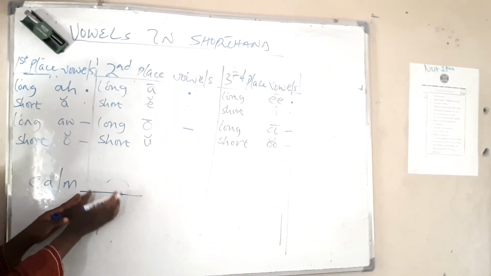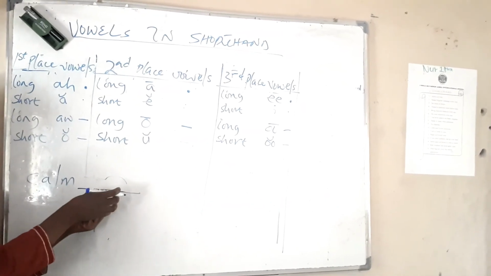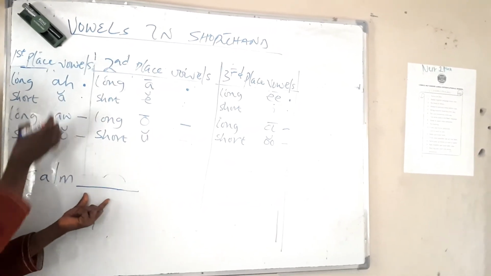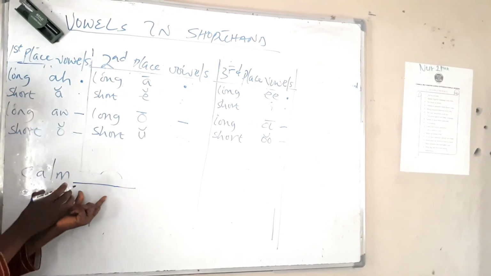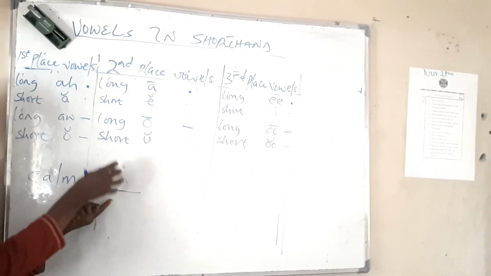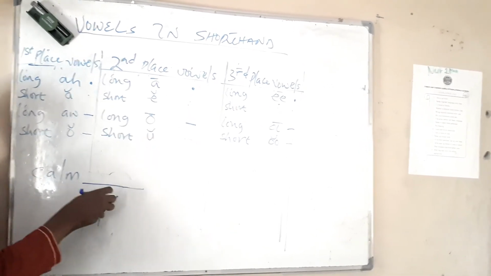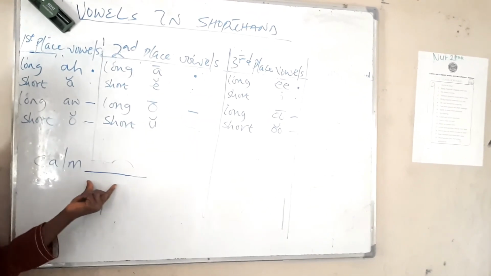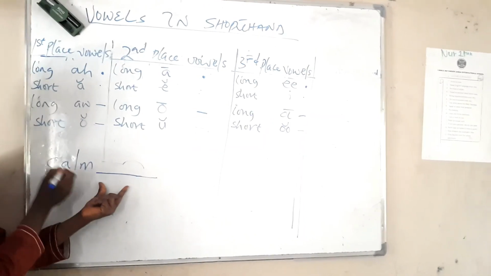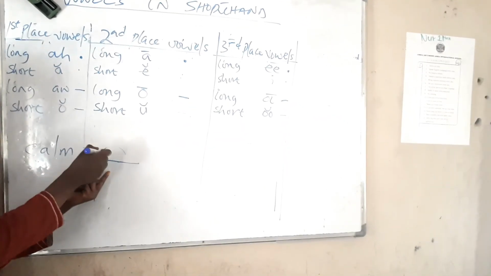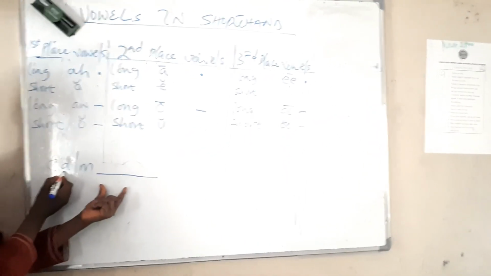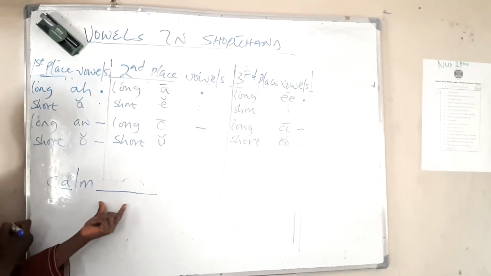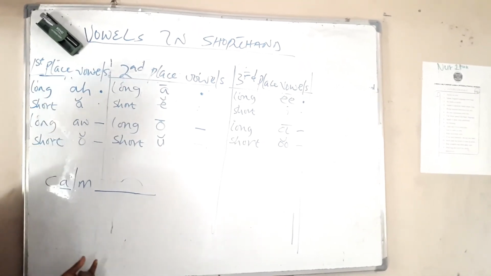Your outlines rest above the line, not on the line, because any word that falls under first place vowel, the outline should be written above the line, not on the line, not through the line. What tells you that this is a first place vowel and the outline should be written above the line is that the first vowel in this word is long A, which belongs to first place vowel. That is why you see calm.